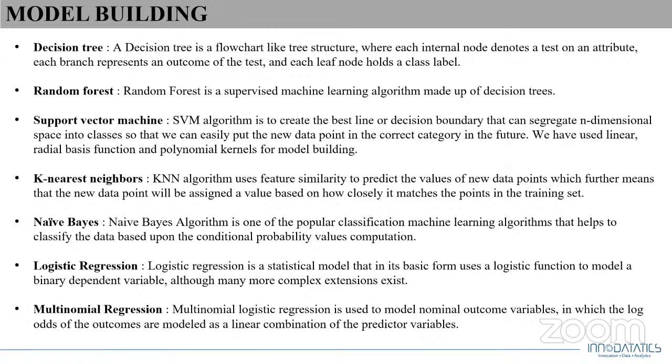Naive Bayes classifies data based on conditional probability values. Logistic regression classifies data using a log function. Multinomial regression is similar to logistic regression and is used for categorical multiple-output problems.